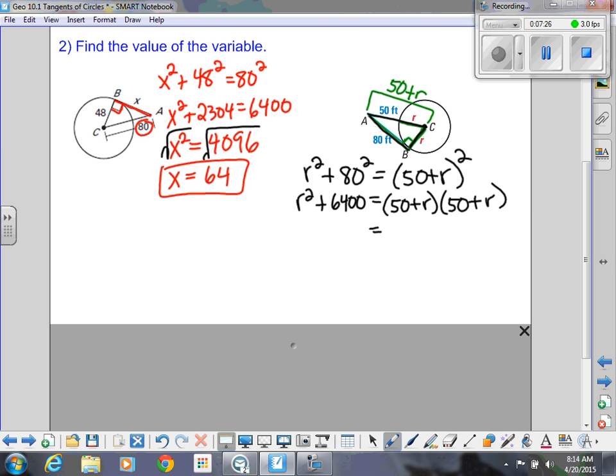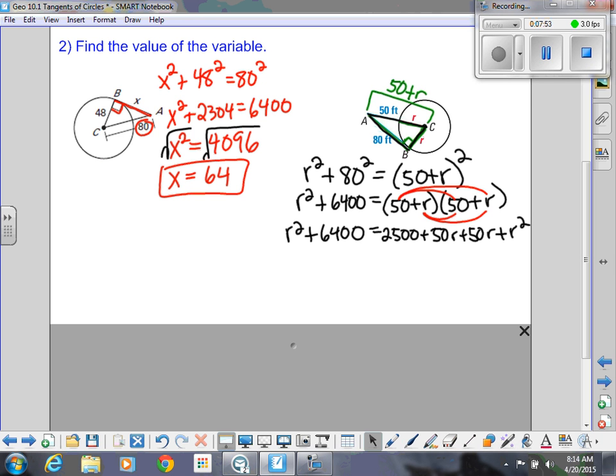So let's distribute. Remember distributing is when I'm doing 50 times 50, 50 times r, and then r times 50, and then r times r. So if we do that, I'm going to get 2500 plus 50r plus another 50r plus r squared. Over here, we still have the r squared plus 6400.